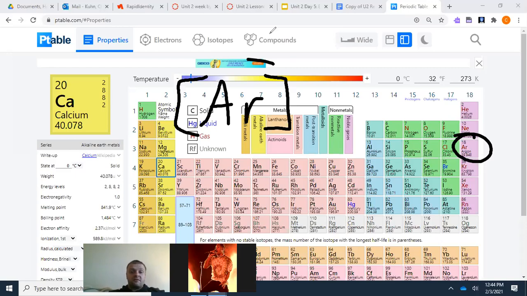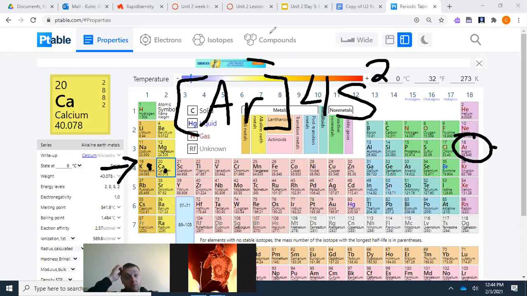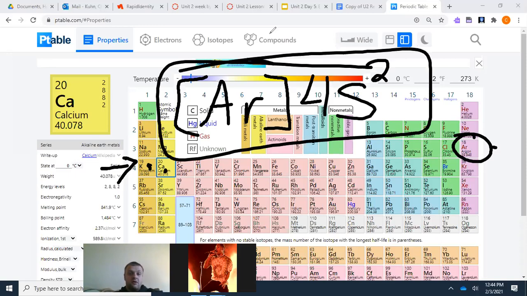So if you're at argon, the next level that you have to go to is 4s1, 2. That's all you do. So this little spot right here, argon 4s2, took up the space of all of that junk that we were doing. So it's a shortcut.